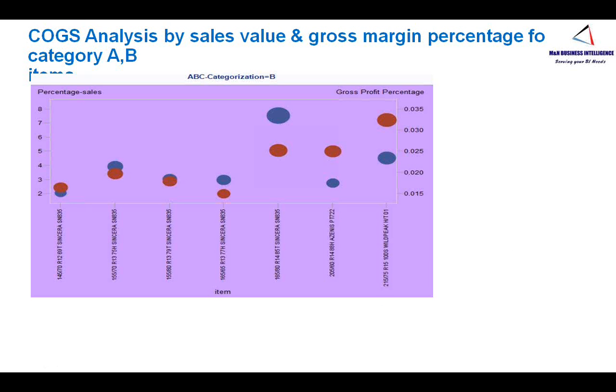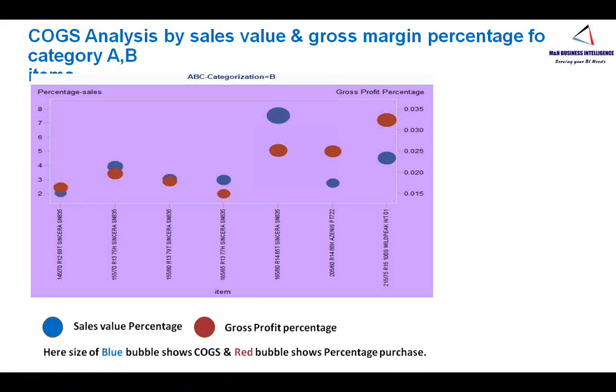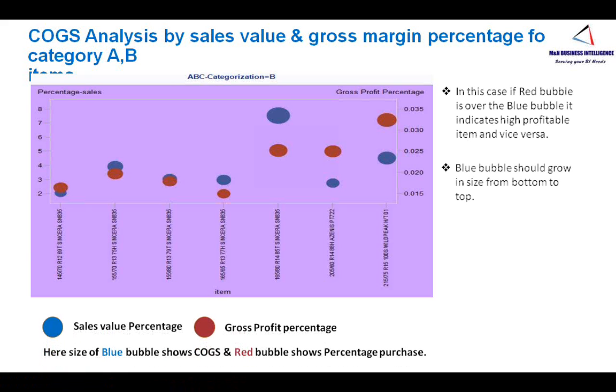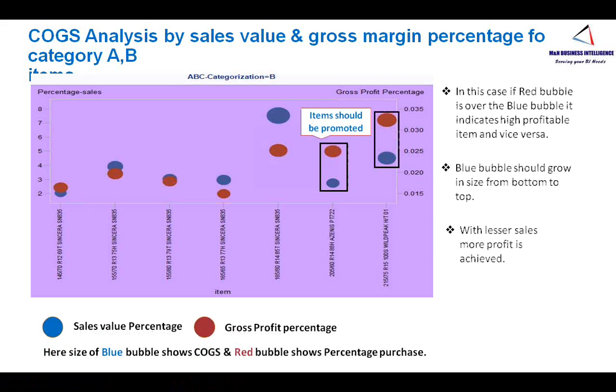Then now let's look at this particular case. Now, vice versa. Now which items need to be promoted? Now here you see in category B, wherever the red bubble is over the blue bubble, then those items should be promoted. That's what we believe. And if they are close to each other, then the situation is normal.